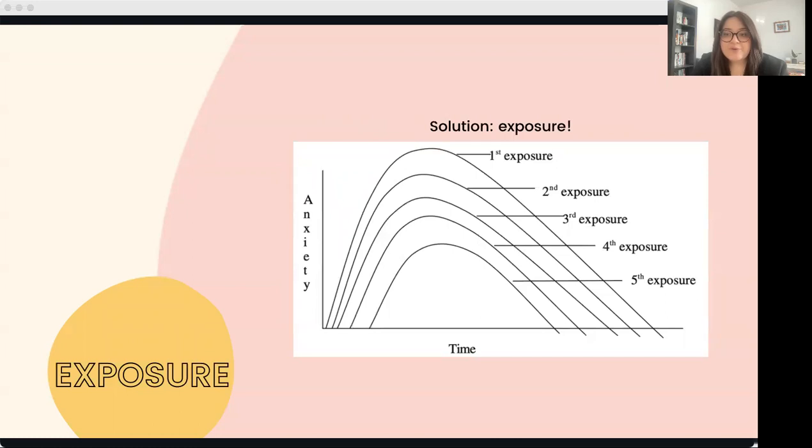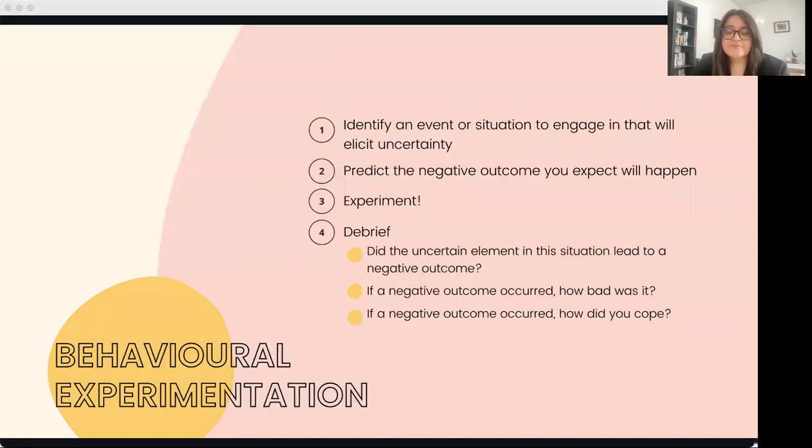Now, we've used the example of a fear of a dog for clarity, but in generalized anxiety, what we really want to expose clients to is uncertainty. We want clients to experience situations or activities that have uncertain outcomes so that they can challenge their belief that uncertainty is always something to be feared. And we typically do this through behavioral experimentation.